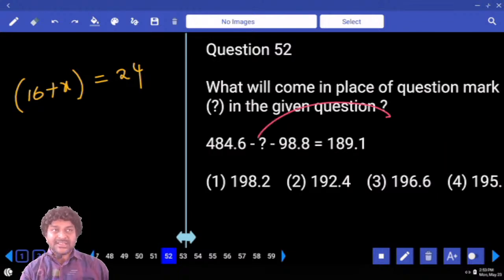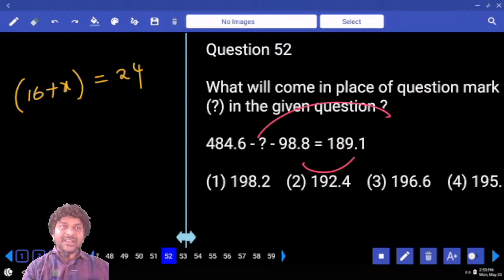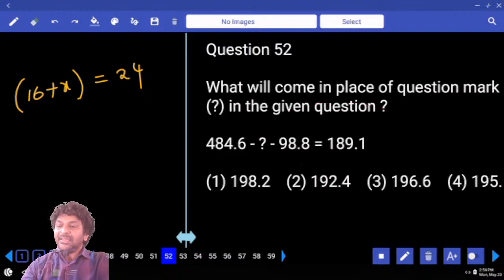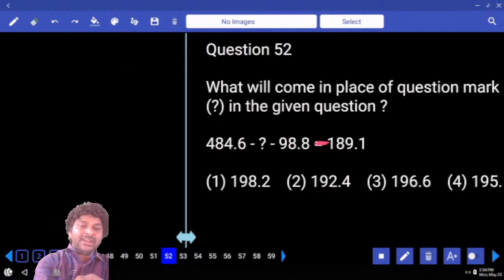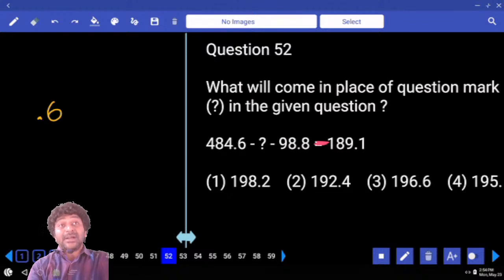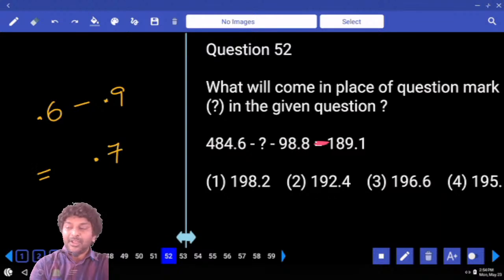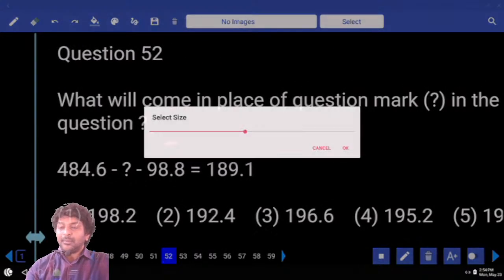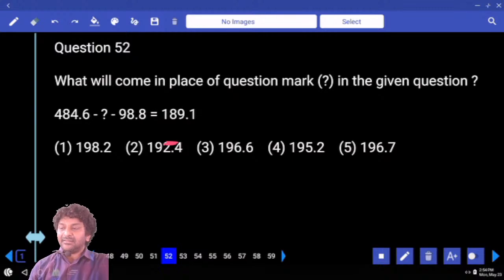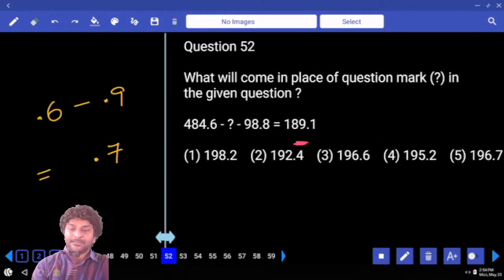Minus x goes to the other side and the other side number comes to the left hand side. Is that okay? Then this number also becomes minus, right? A positive number ends with 0.6. Negative numbers end with, right, 0.6 minus 0.9. Then the answer must end with 0.7. How many options are there? How many are ending with 0.7? Only one, the fifth, final.